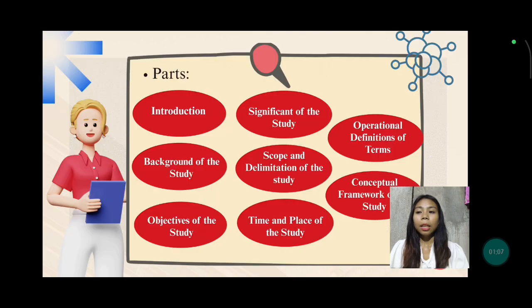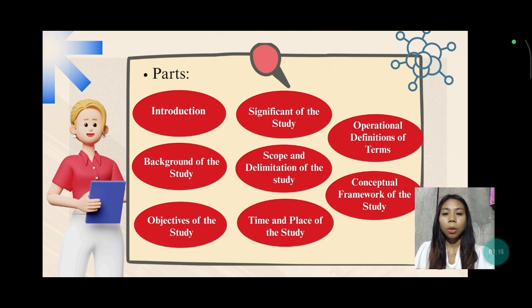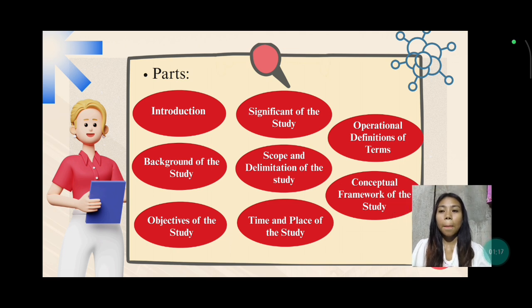studied. These are the parts of chapter 1: the introduction, background of the study, objectives of the study, significance of the study, scope and delimitation of the study, time and place of the study, operational definition of terms, and last is the conceptual framework or theoretical framework of the study. So, we will discuss the first part, which is the introduction.